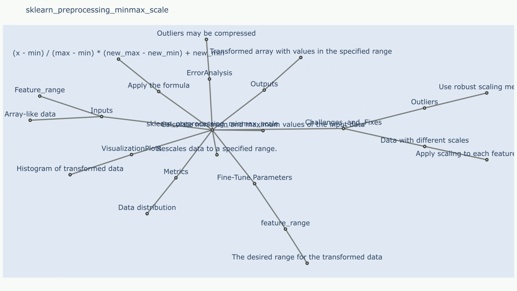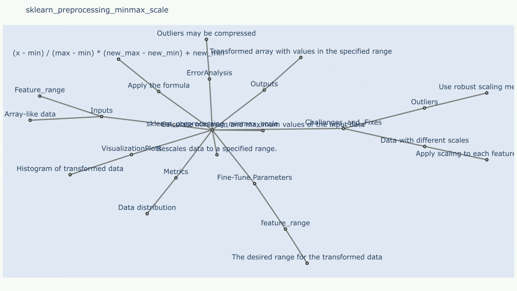Visualization plots. Box plot: a box plot visualizing the distribution of features before and after scaling. Scatter plot: a scatter plot comparing the original features against the scaled features. Fine-tune parameters. Feature range: this parameter allows you to specify a custom range for the transformed features. For example, you can set it to (-1, 1) to scale features to a range between -1 and 1.